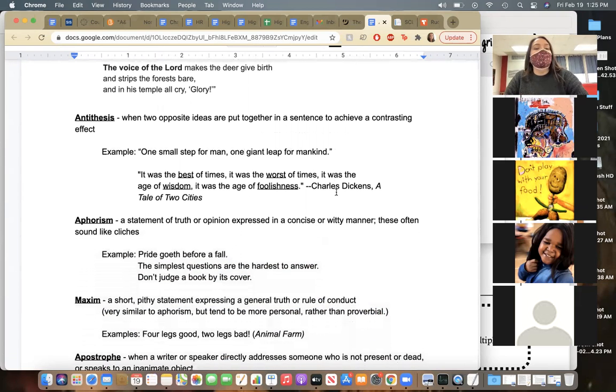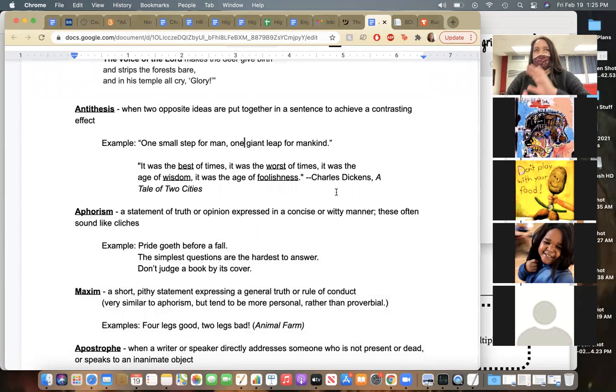The second one is antithesis, another one that kind of looks like it's pronounced a little differently. But if you look at antithesis, that's exactly what it is. It's when two opposite ideas are put together in a sentence to achieve a contrasting effect. A couple of examples I have here from the moon landing: one small step for man, one giant leap for mankind. It's two kind of opposite ideas, but to put it together makes sense.